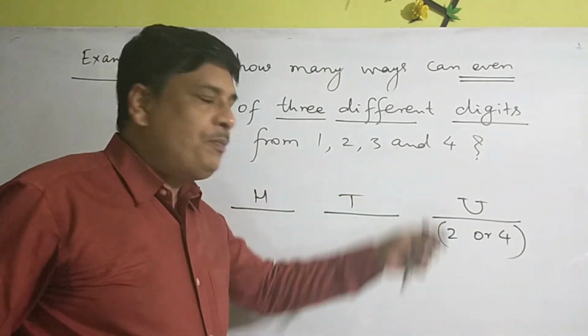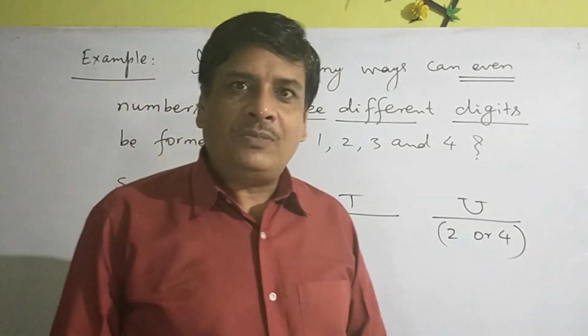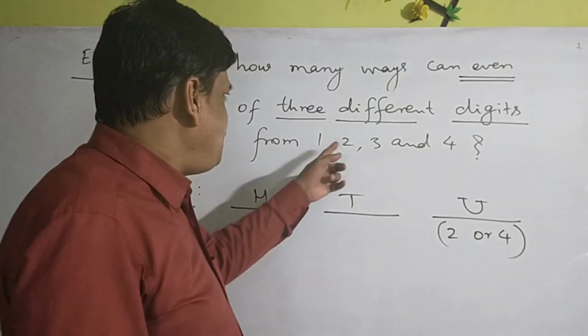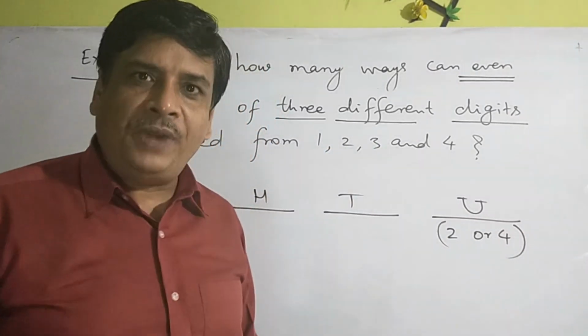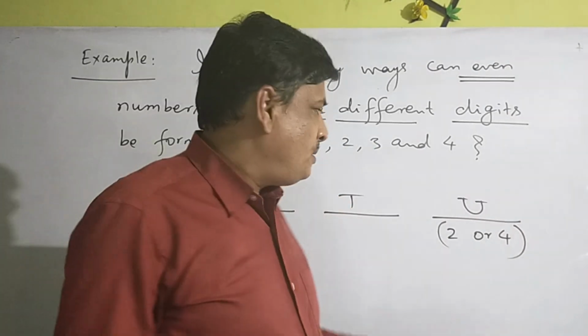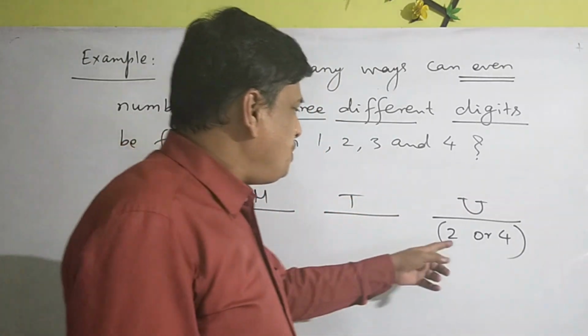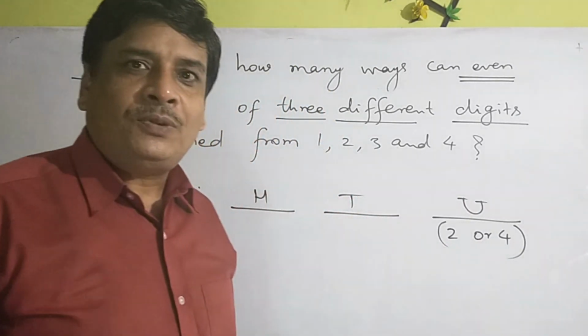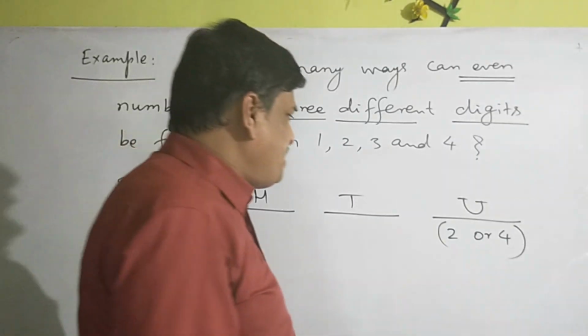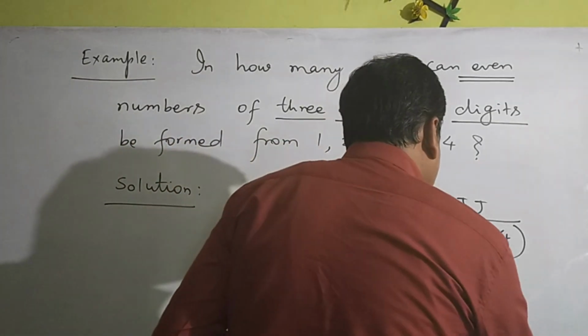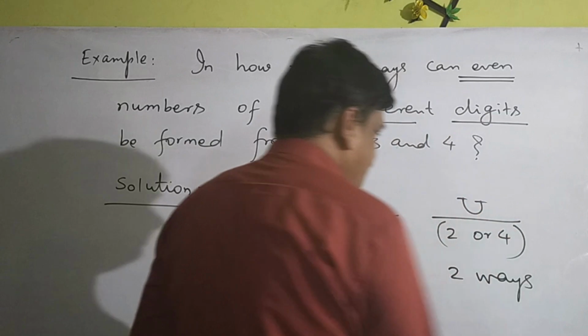1, 2, 3 and 4, these are 4 digits. Among them, 2 digits are even. These are 2 and 4. To make even numbers, unit place must be even. So we have 2 different choices for the unit place. Unit place can be filled up in 2 ways.